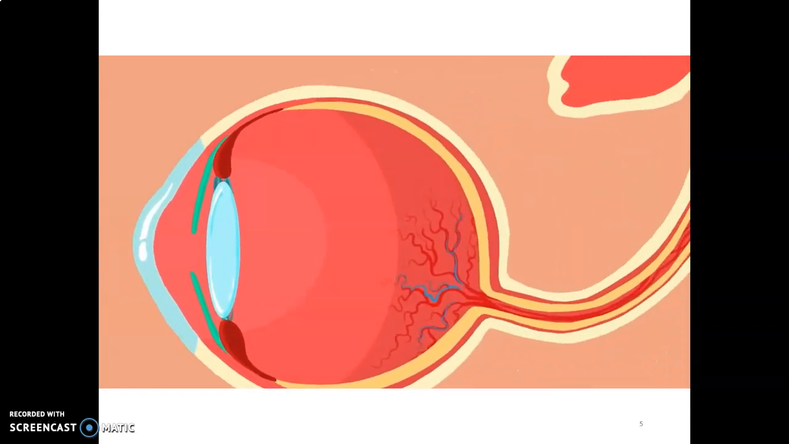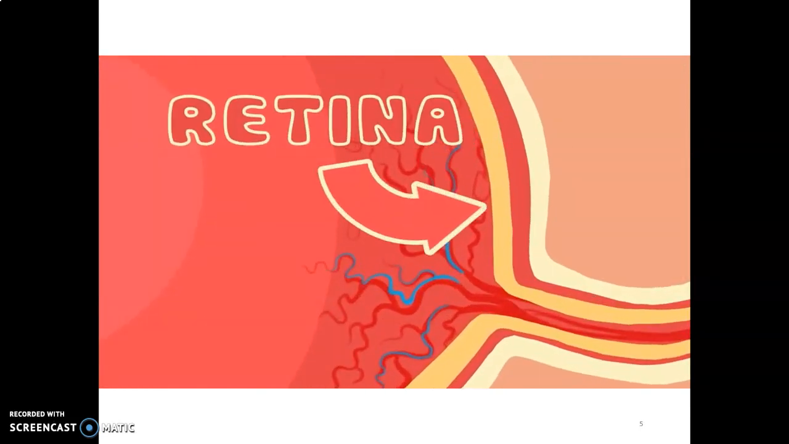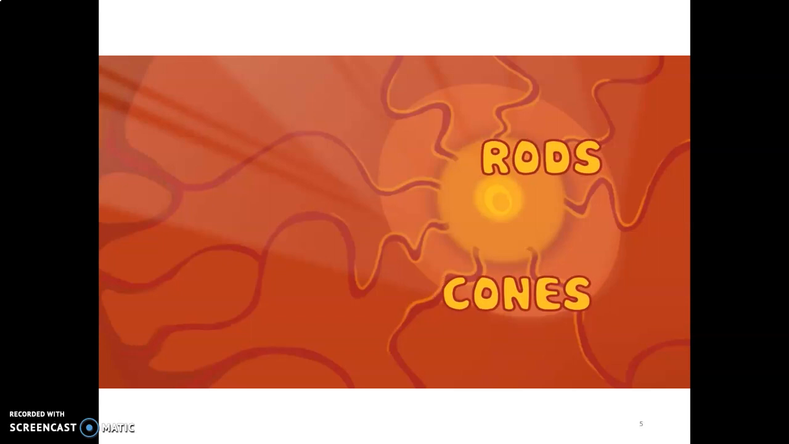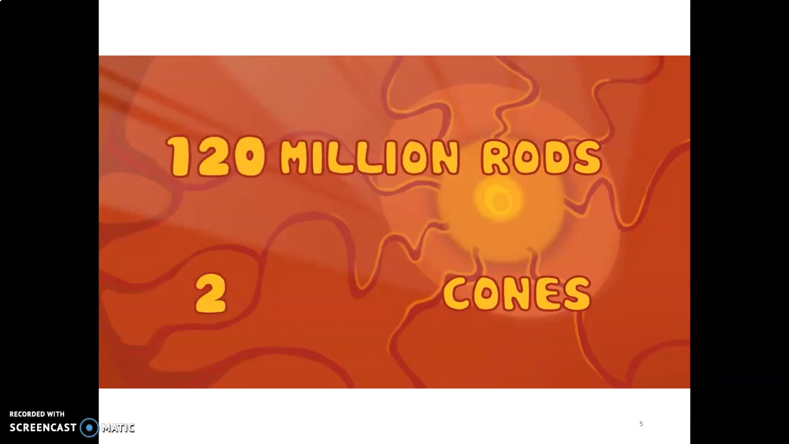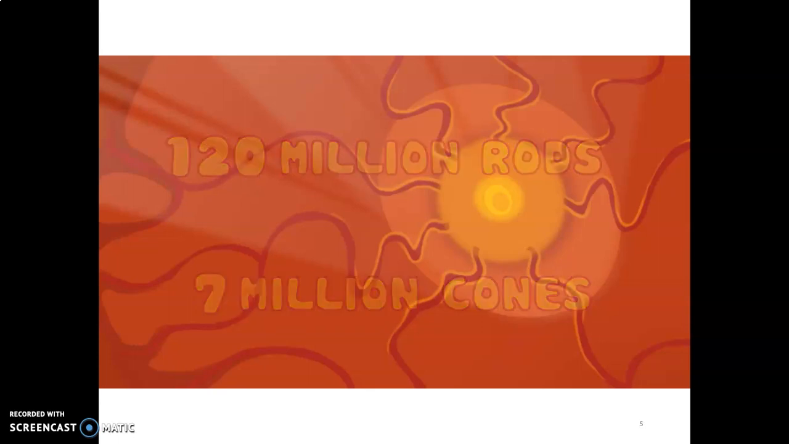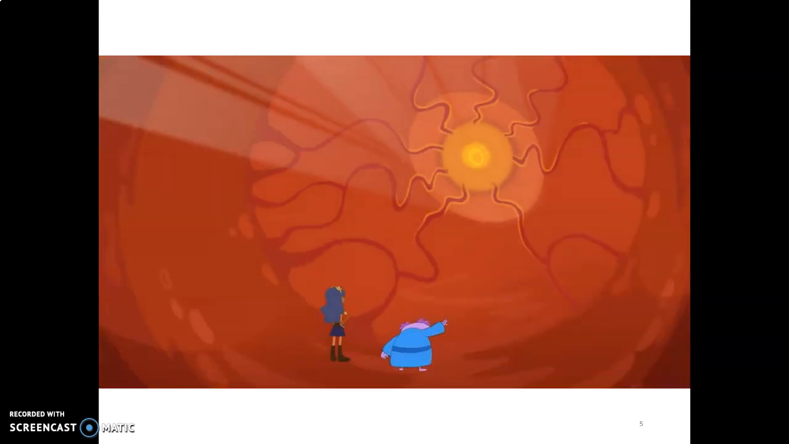From the lens, we travel to the retina, the back wall of the eyeball. Right, because the lens focuses the light onto the retina. The retina has millions of light-sensitive cells called rods and cones. About 120 million rods and 7 million cones in each eye. Whoa, that's a lot of rods and cones. What's the difference between them?